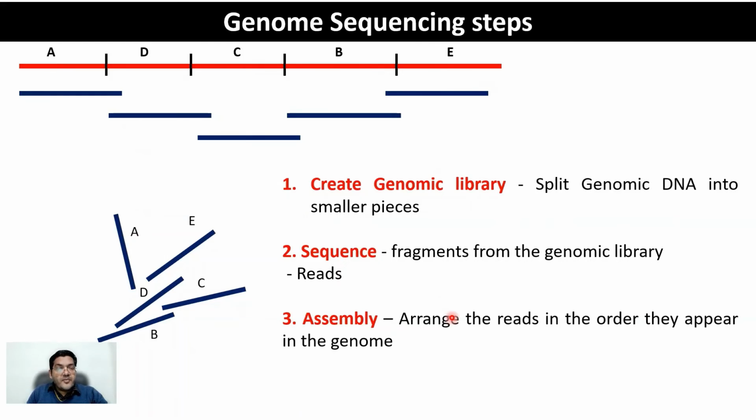So if you look at the steps of how you sequence a longer DNA, and by longer DNA we're now talking about genomic DNA, right? First you create a genomic library, or split the genomic DNA into smaller pieces, the ones that are amenable to Sanger sequencing. Then you sequence these individual fragments. And once you get these sequences, you try to rearrange them in the order they appear in the original DNA. So basically, you go for what is known as an assembly process and arrange the reads in the order they appear in the genome, right?